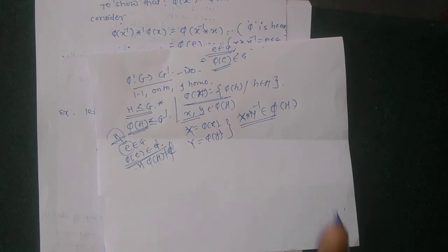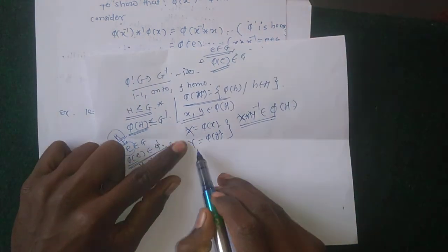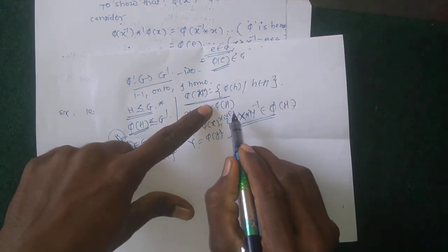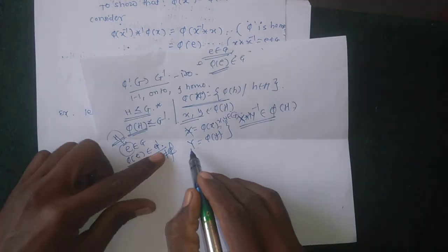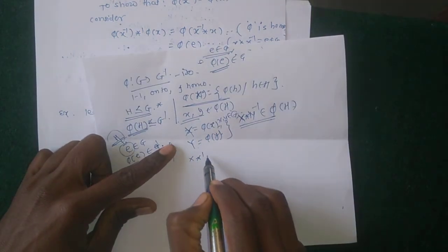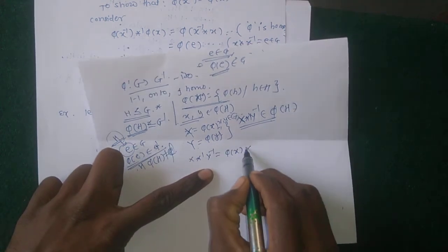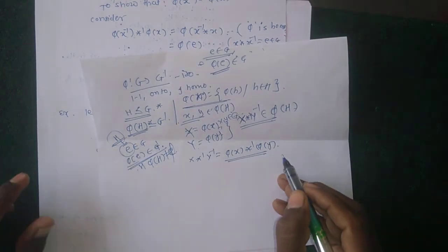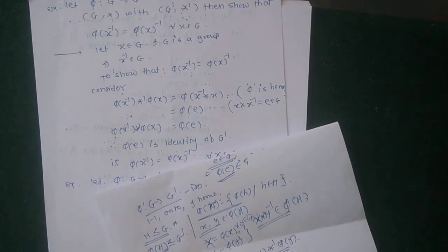So then consider two elements, X equal to phi of x and Y equal to phi of y, where x and y belong to the domain G. Then apply the binary operation: X star dash Y inverse equals phi of x star dash phi of y inverse. Then by the previous example, use that example and solve this.